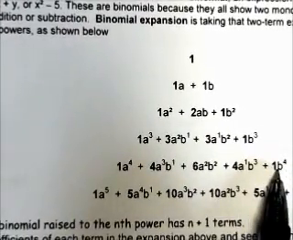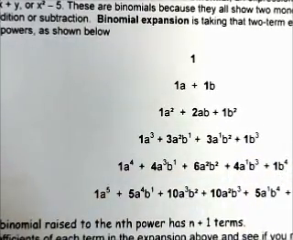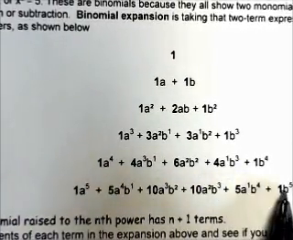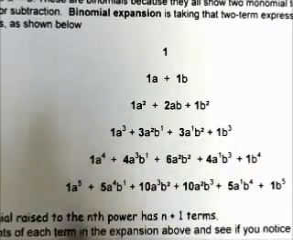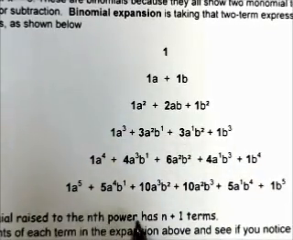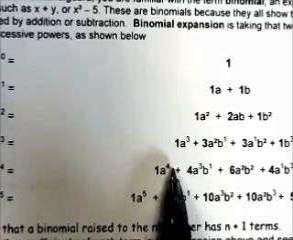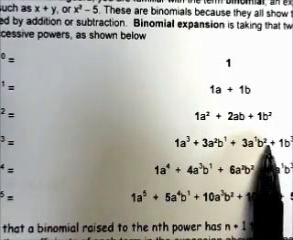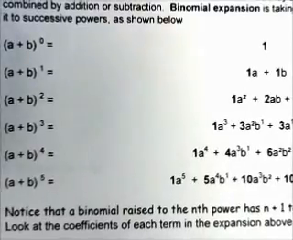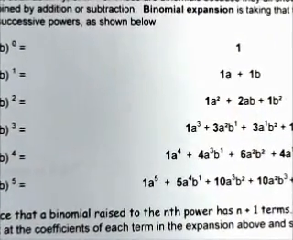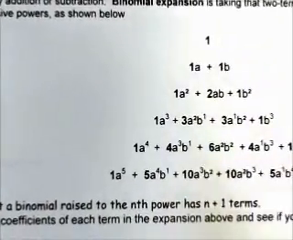5 terms. And a plus b to the fifth would result in 1, 2, 3, 4, 5, 6 terms. Okay, notice that a binomial raised to the nth power has n plus 1 terms. Right? Raised to the fifth had 6 terms, raised to the fourth 5 terms, raised to the third 4 terms, and so on. Now let's look at the coefficients of each term in the expansion above and see if we notice a pattern.